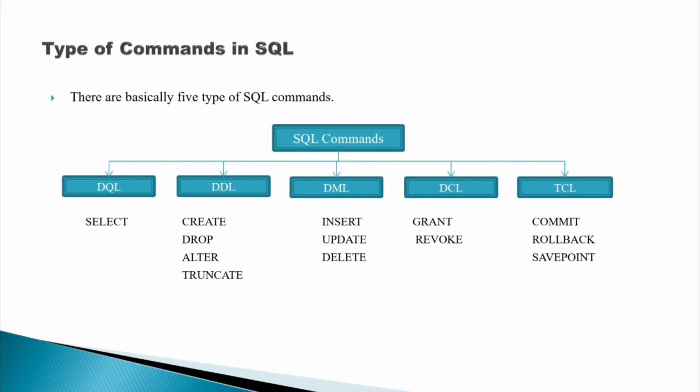Grant and revoke are the DCL commands. DCL commands hold the control on the data flow. In the TCL commands we have commit, rollback, savepoint. These commands are considered as TCL commands. TCL commands hold the control on the transaction process.